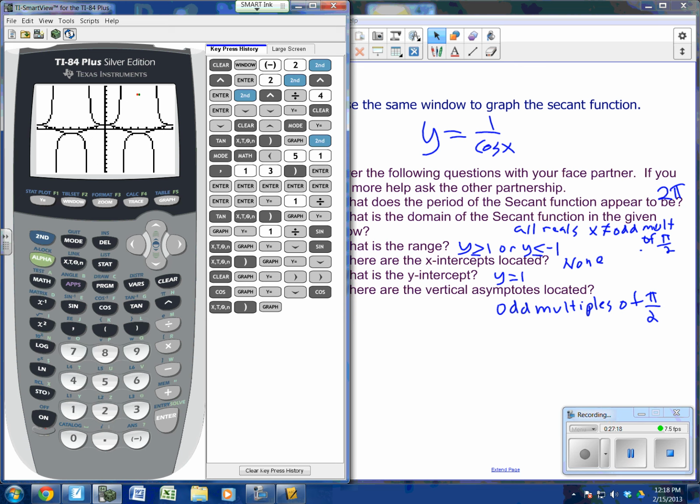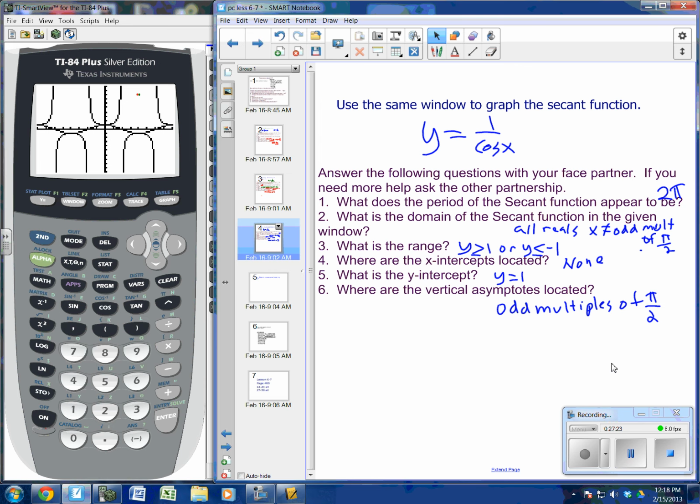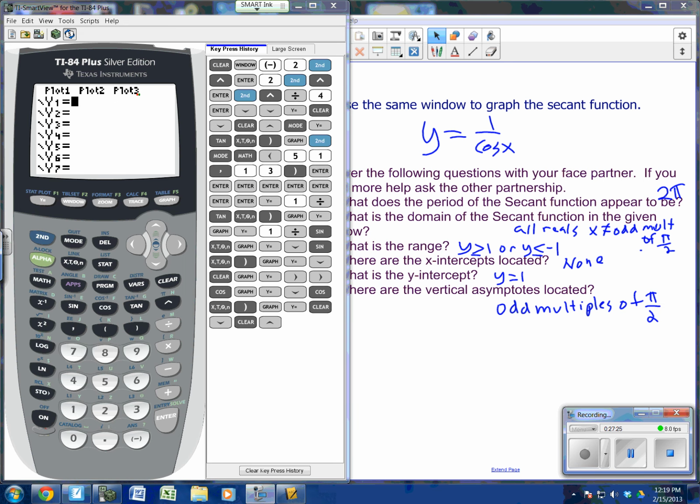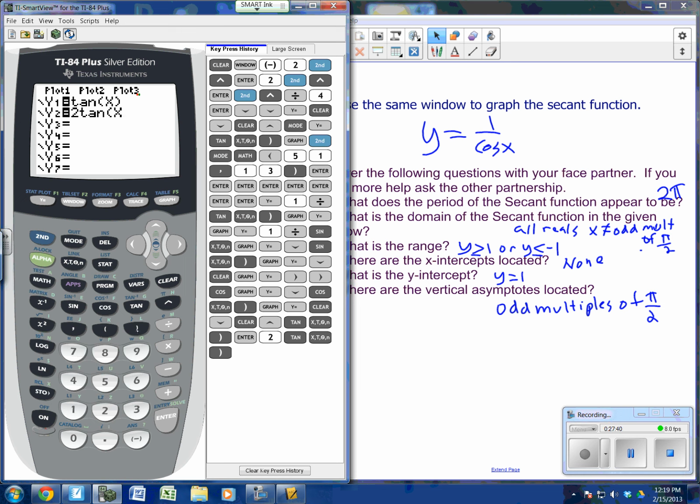The question is, can we shift these up and down? And everybody put in the tangent function. And I want you to do this. Put in 2 tangent of x as well. Now, I don't use this one a whole lot, but you need to know what it does if you multiply a number by the tangent function. Let's look at the graph. Here's the tangent function.